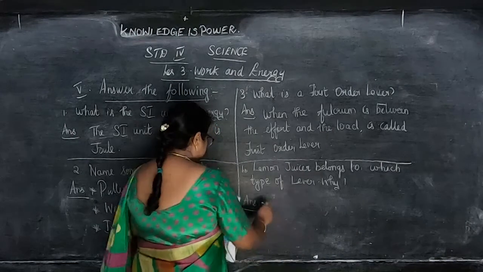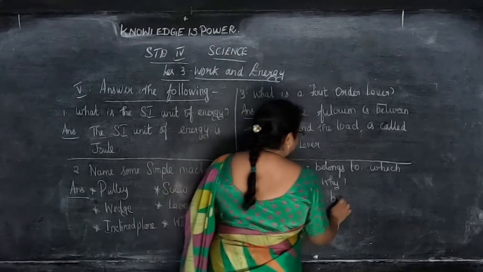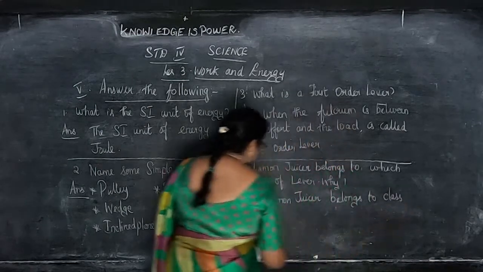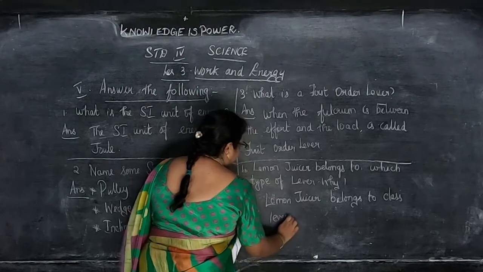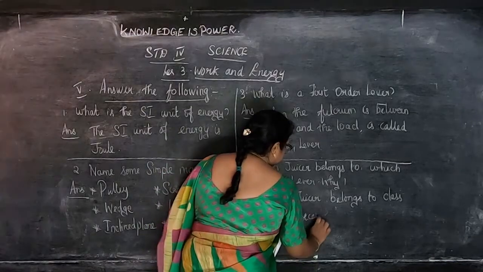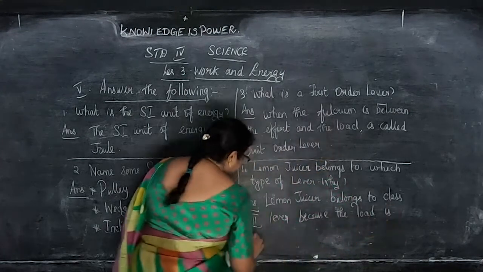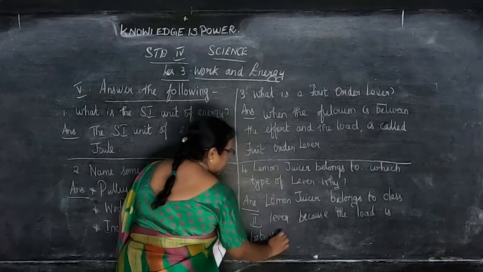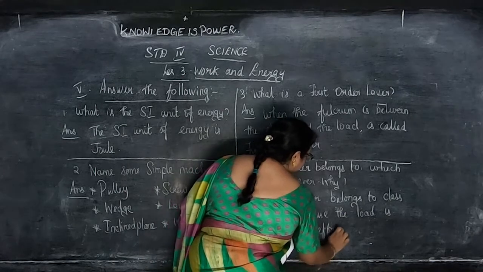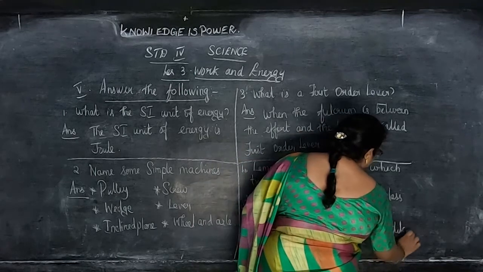Lemon juicer belongs to class 2 lever. So why have they asked? Why means because the load is between the effort and the fulcrum. Okay, children?